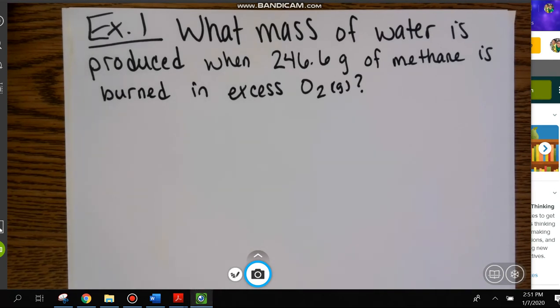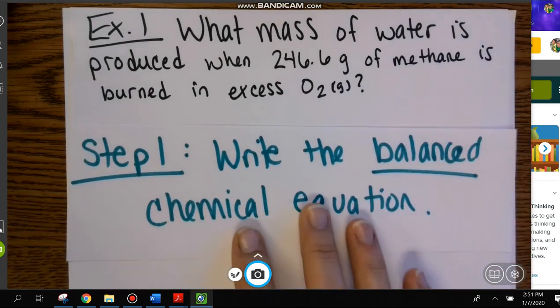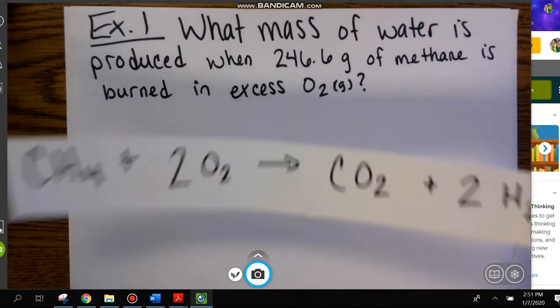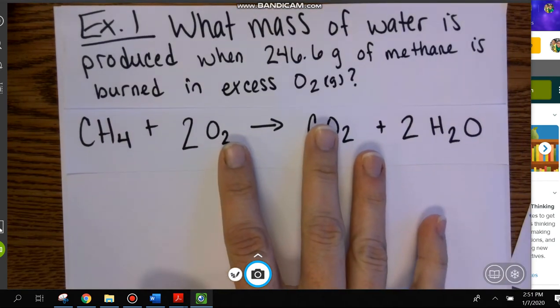Alright, so our first problem is what mass of water is produced when 246.6 grams of methane is burned in excess oxygen in its gas form. So your first step needs to be to write down the balanced chemical equation. Okay, so that's always going to be your first step. If you're not given the balanced equation, always first write it down. So here's our balanced chemical equation.